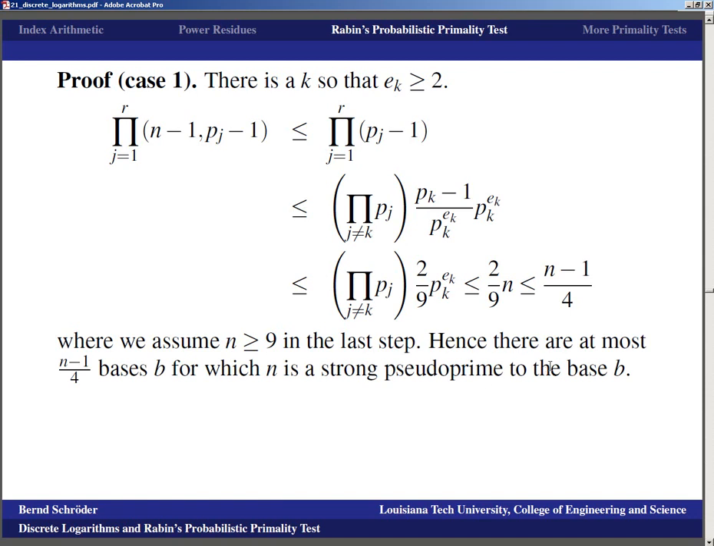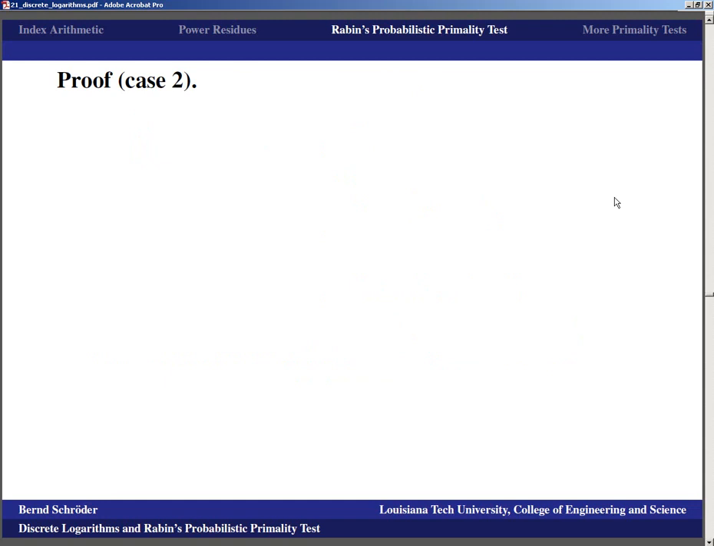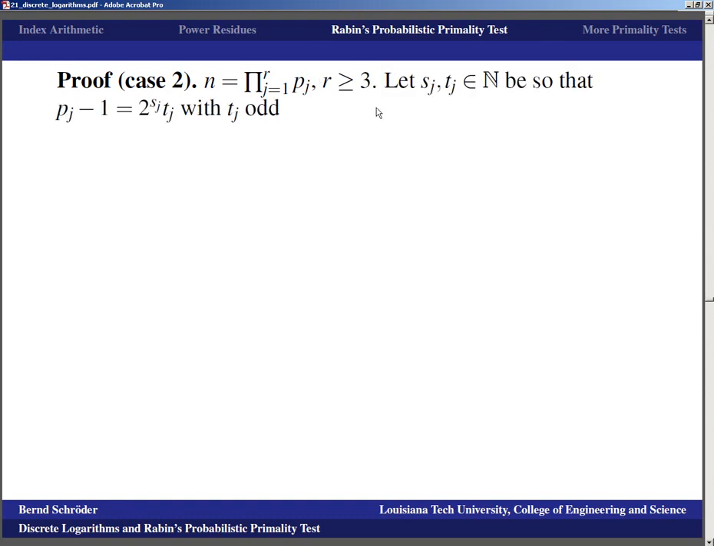And yeah, okay, so quick conclusion here. There are at most n minus 1 over 4 bases for which n is a strong pseudo-prime to the base b in this case. And that's going to be the conclusion for every single one of the other cases also, so we're not going to keep saying that. So, case 2. Case 2 is that n is a product of prime numbers where no prime factor is repeated, and we have at least 3 prime factors, and for just about everything on this panel, r greater or equal than 3 will not be used.